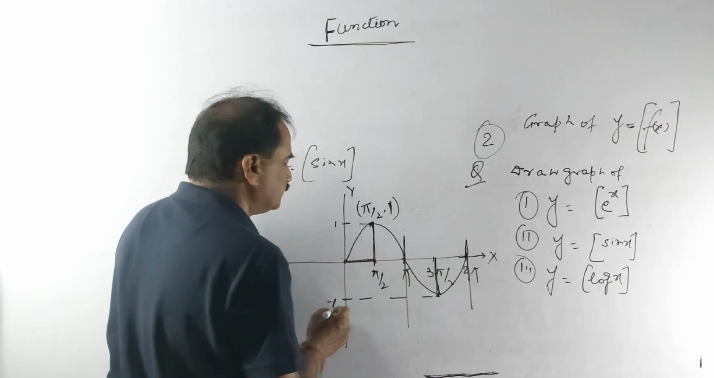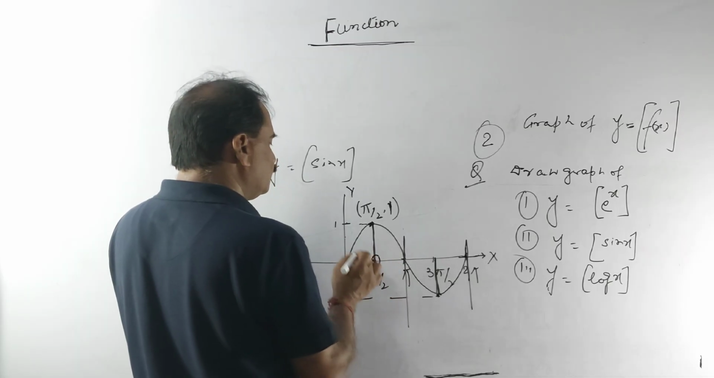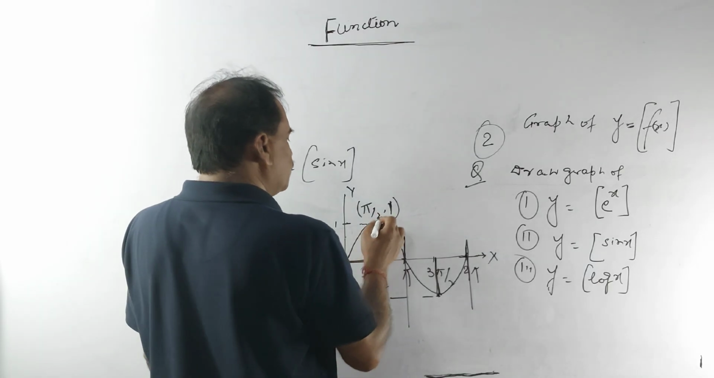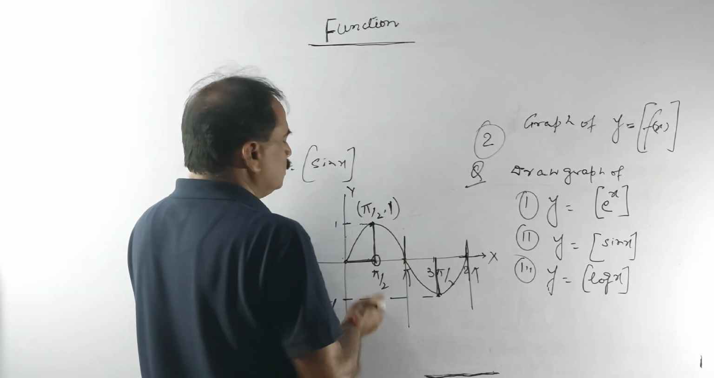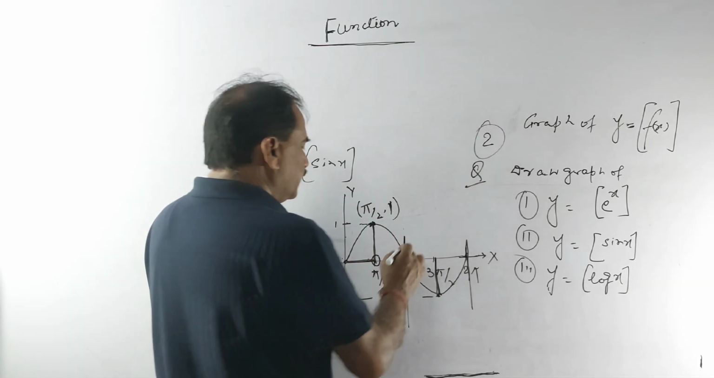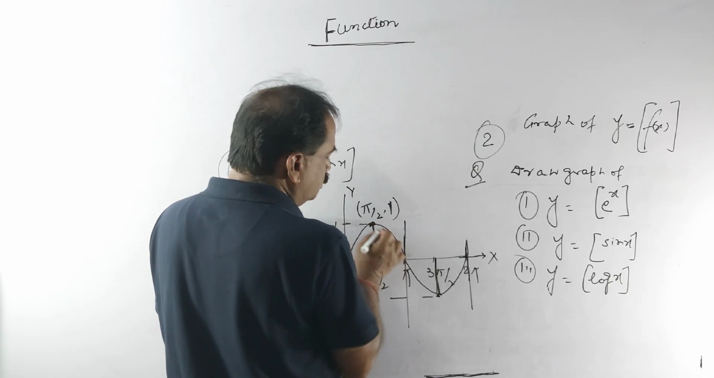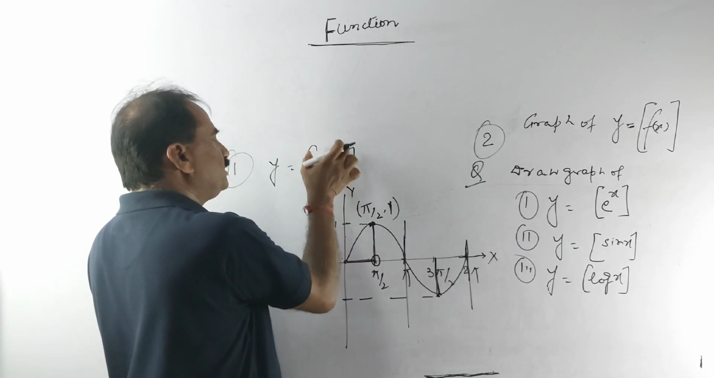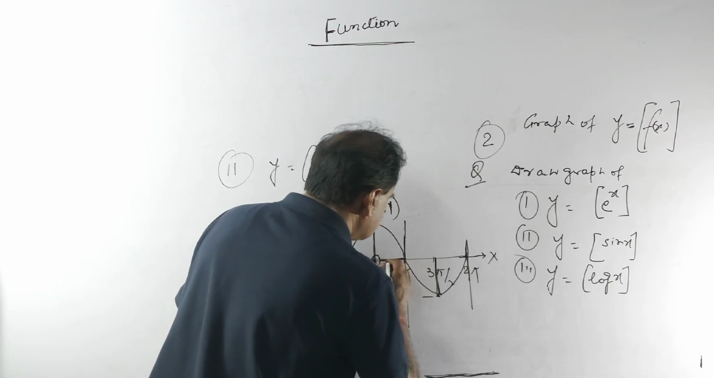This is the graph. But at x equal to pi by 2, this point does not exist because the value of sin x is 1. So at x equal to pi by 2, y equal to 1, the integral part of 1 is also 1. So this point exists. Again, between these two vertical lines, the value of sin x lies between 1 to 0. That means the value of sin x lies between 0 to 1. Therefore, the integral part must be equal to 0. So this is also the graph of the main function.